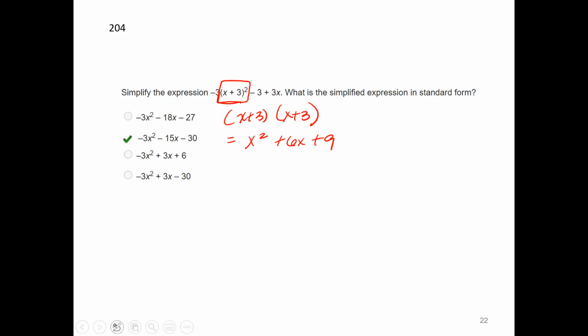Second thing, you have that -3 right here. Do you see that -3? You're going to have to multiply everything in here by a -3, which means you get -3x squared minus 18x minus 27. And I'm just doing the step-by-step with you guys.